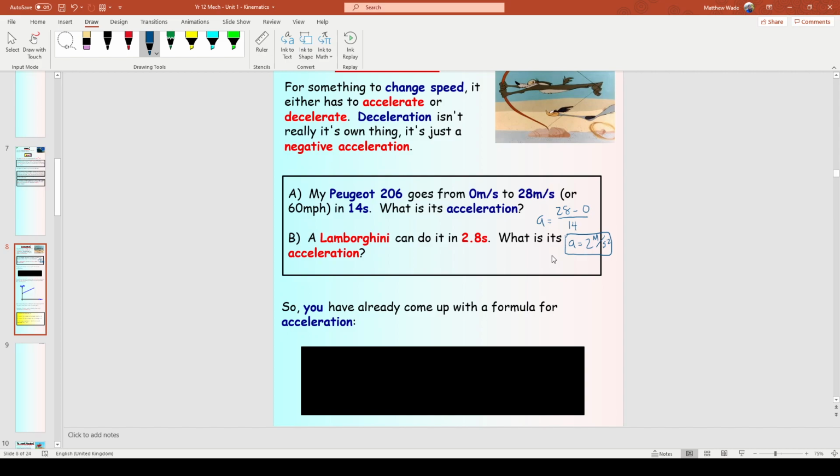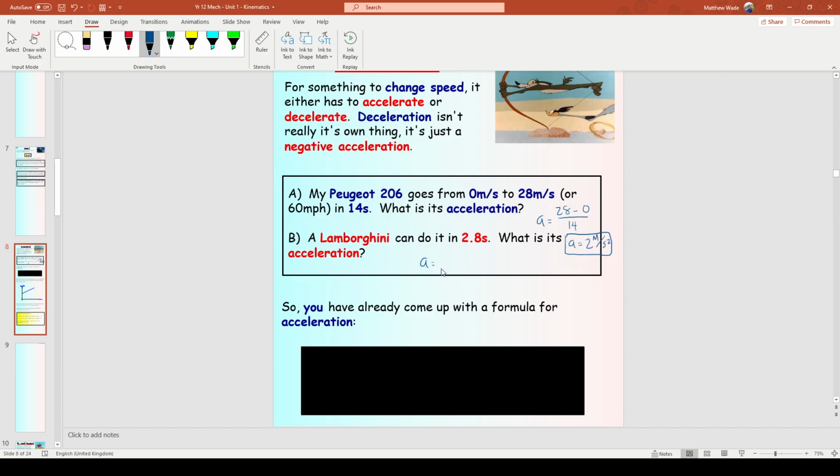Now, I don't know if you know anything about Peugeots and Corsas and the kind of smaller cars, but that's not actually very quick. That's not a very quick accelerating car. So here we go. I found this example too. It's a Lamborghini, and I looked this up. It's a real number. I forget which one I looked up, but whatever Lamborghini it was, it can do it in 2.8 seconds. What is this one's acceleration?